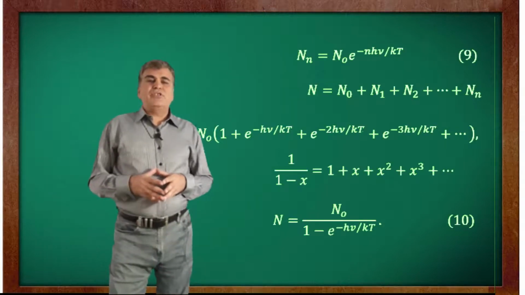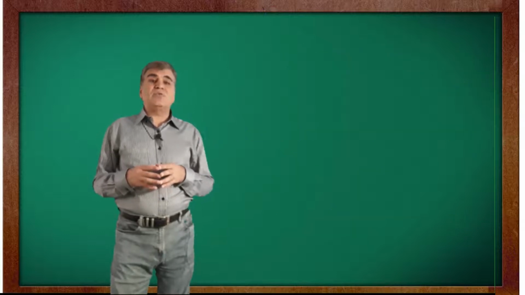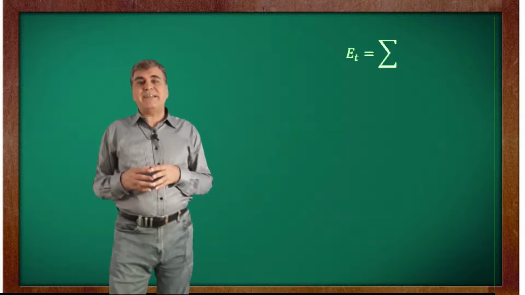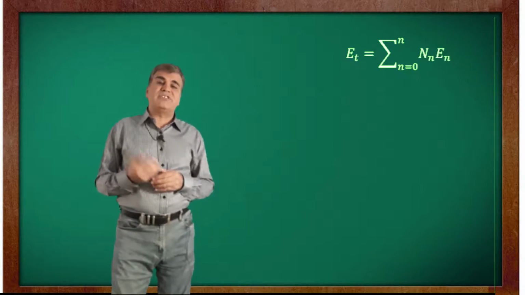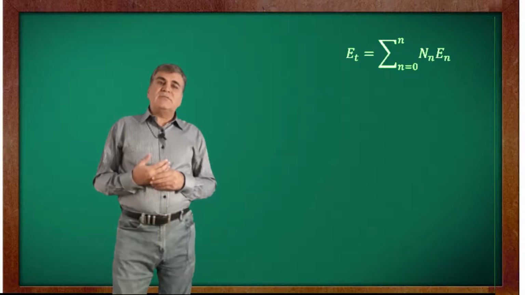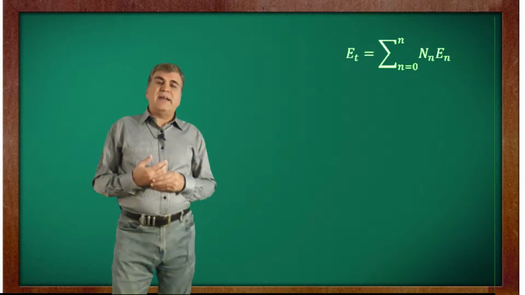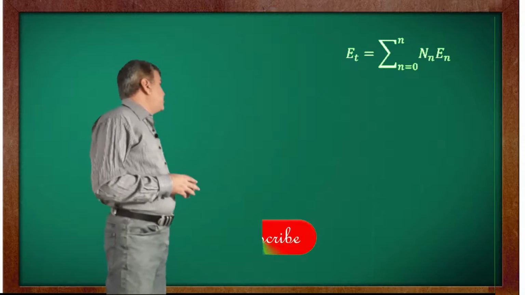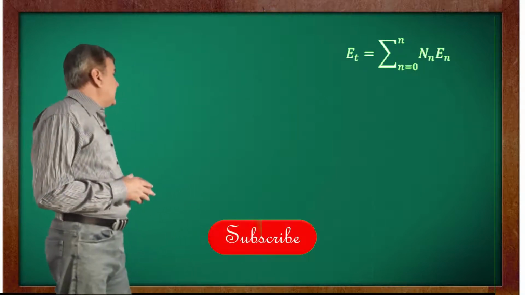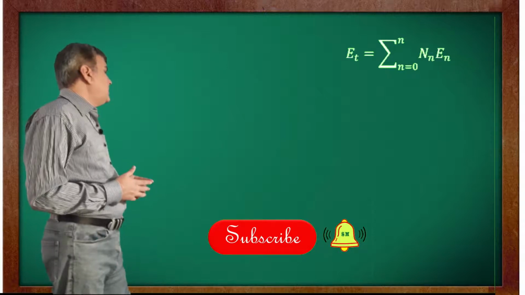The total energy of harmonic oscillators can be obtained by first finding the total energy of oscillators in each elliptical strip and then summing over all the strips. In other words, multiplying equation 8 and equation 9 and summing over n, that is, E equals the sum over the total number of strips, capital N sub n times capital E sub n.